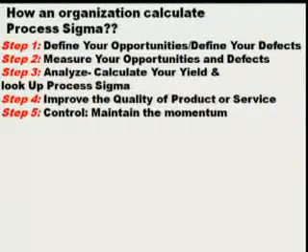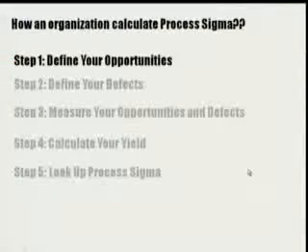It's very important to define your opportunities first, or define your defects. Secondly, to measure it. Thirdly, to analyze it. Fourth, to improve the quality of the product or service. And the fifth step would be to control or maintain the momentum. Let's take it one by one.